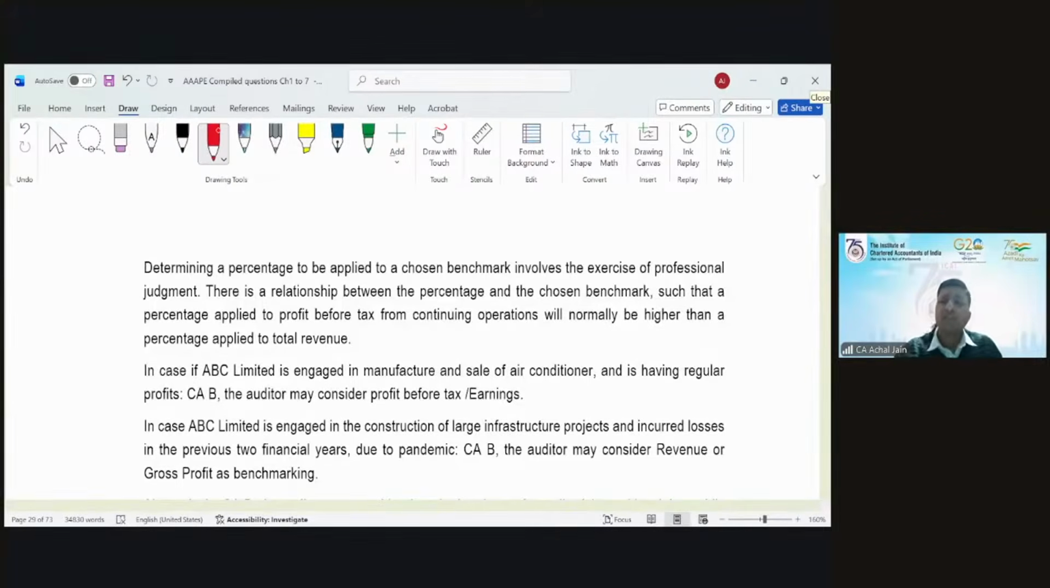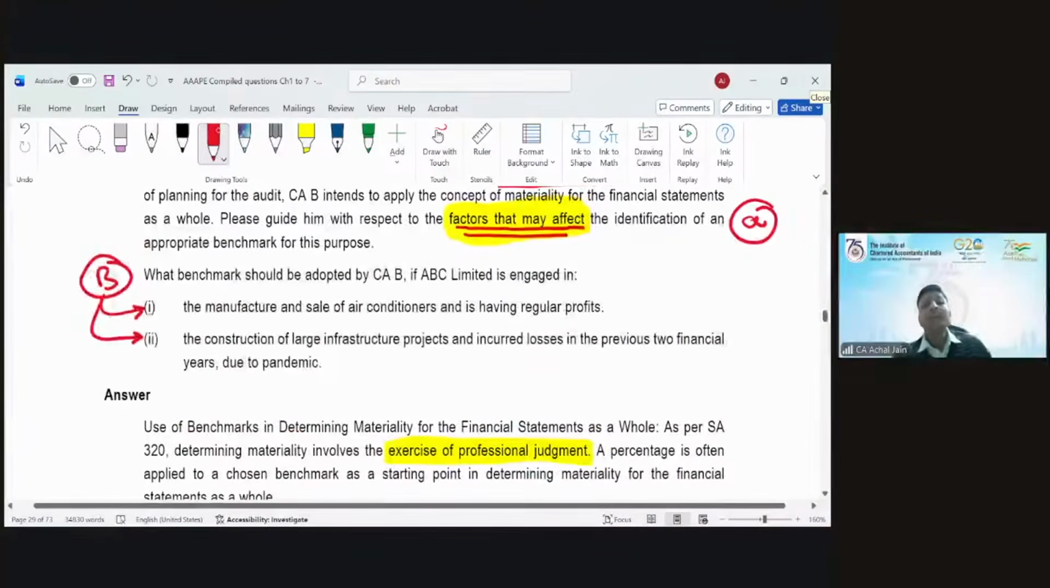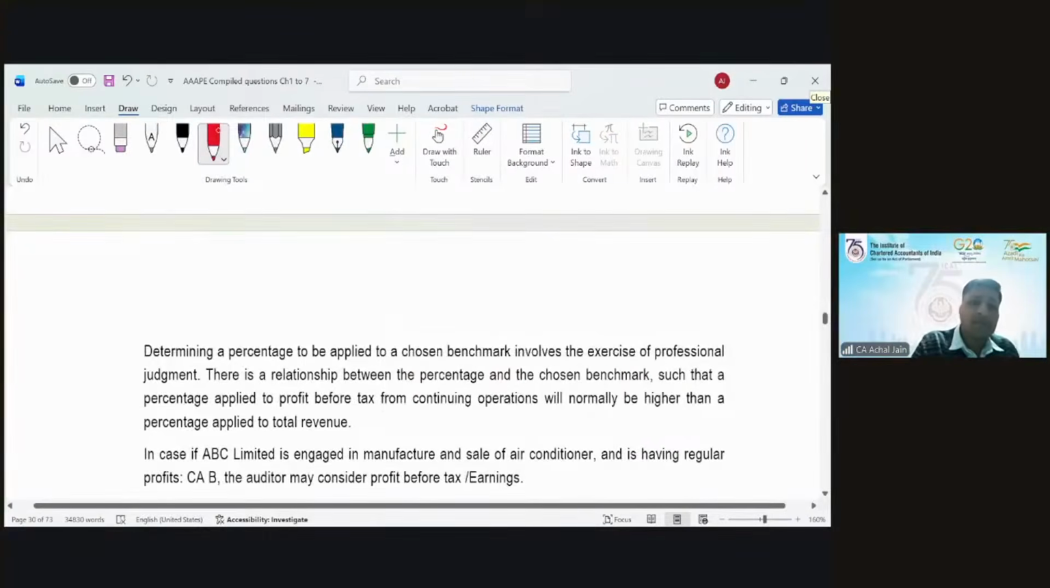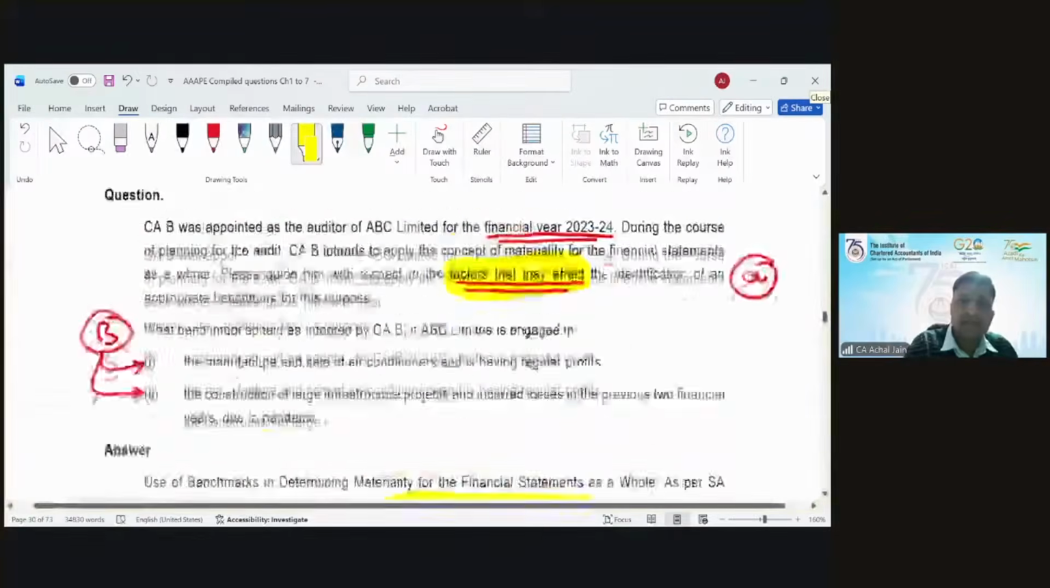Now, we are given two situations. What was the first situation? The company is manufacturing and selling air conditioners and the profits are stable. In such a case, what benchmark would you want to select? I think it's clear. It has to be PBT. Because if the profits are stable, you'll definitely want to go with profits, which is nothing but PBT. Correct? Now, another situation.